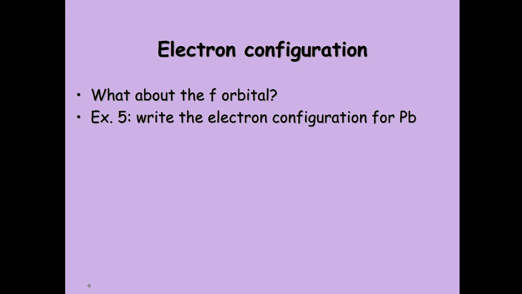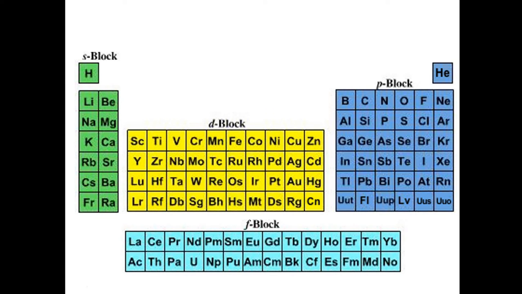So now we're going to do the F orbital. The F orbital, those are your lanthanoids and actinoids. We're going to write the electron configuration for lead. So we're going to find lead, and then we're going to do the electron configuration for that. So we have Pb right here.